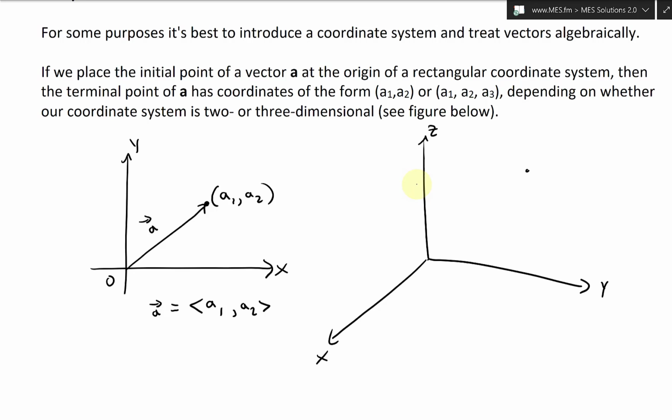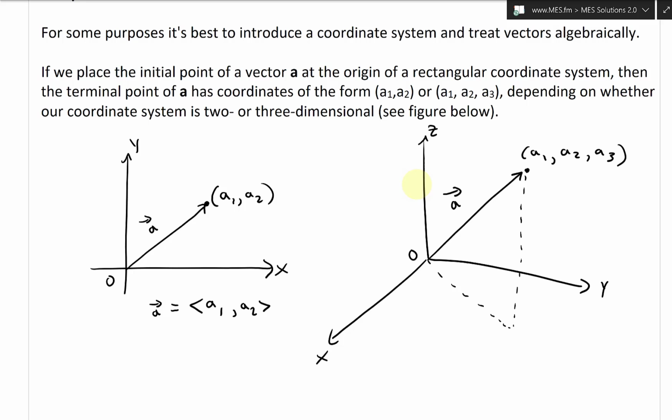So let's say you have a point in space here. This is our A1, A2, and A3, like that. And then there's the origin there, and let's say we have an arrow straight to it. This is our A vector, and this point goes all the way down here. And let's just draw a point from here, drawing it in 3D. So that is what we have.